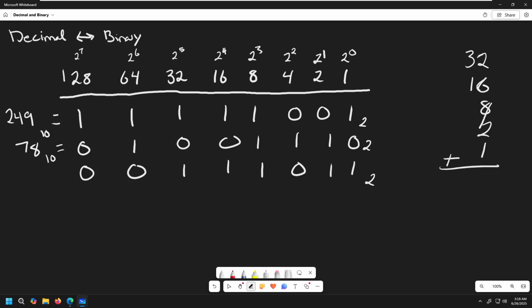So 8 gives me 10. 6, 7, 8, 9. That's 9. 9 plus 10 is 19. 3, 4, 5. 59. That looks significantly better than what I was going for a second ago. So 59 base 10 is indeed 111011 in binary.